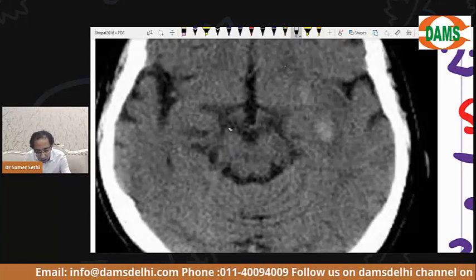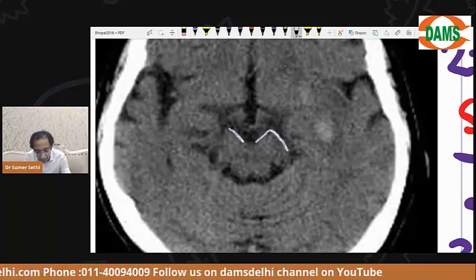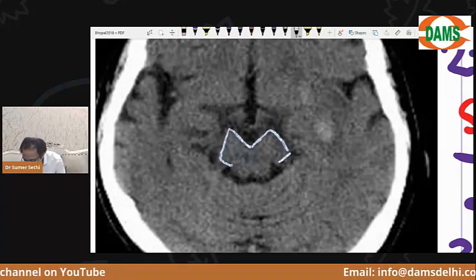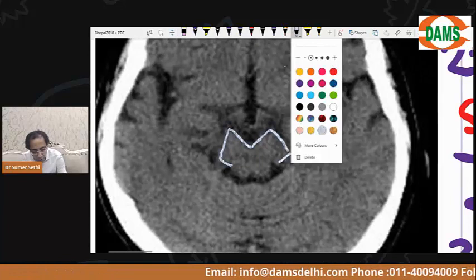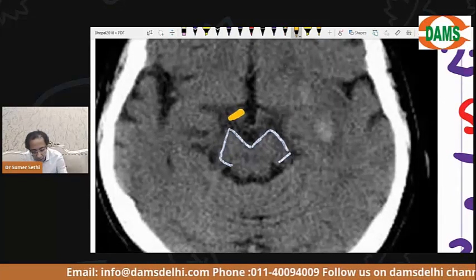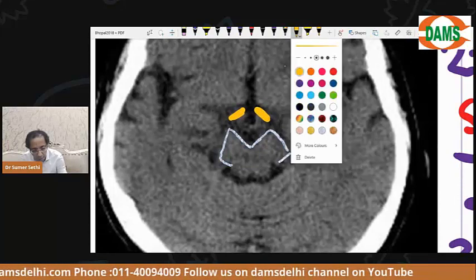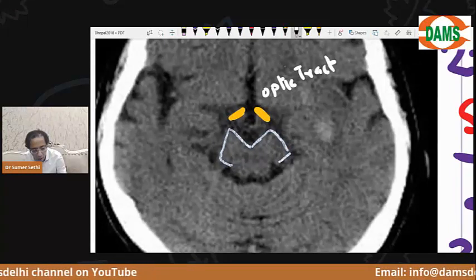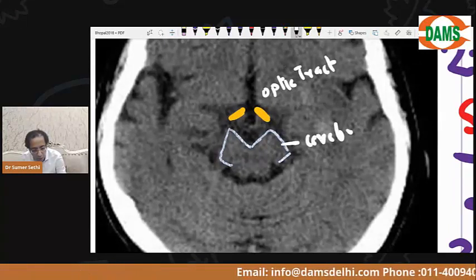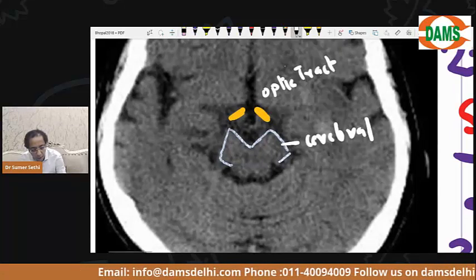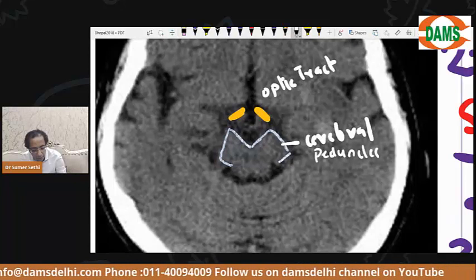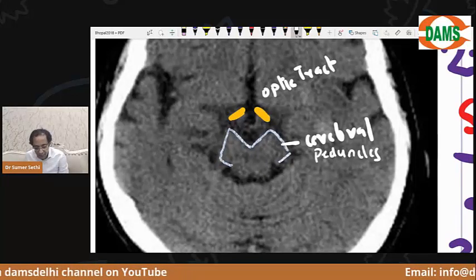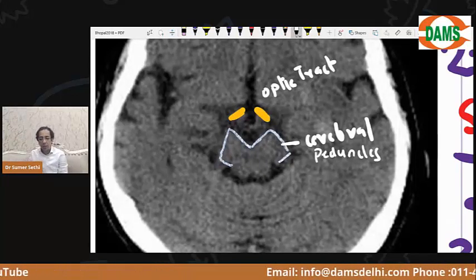Okay, if these are your crus cerebri, crus cerebri means cerebral peduncle, can you see a CSF space anterior to the crus cerebri, which is bounded anteriorly by the optic tracts? In front is the optic tract and behind is the cerebral peduncle. Can you see a CSF space between the optic tracts and the cerebral peduncles?